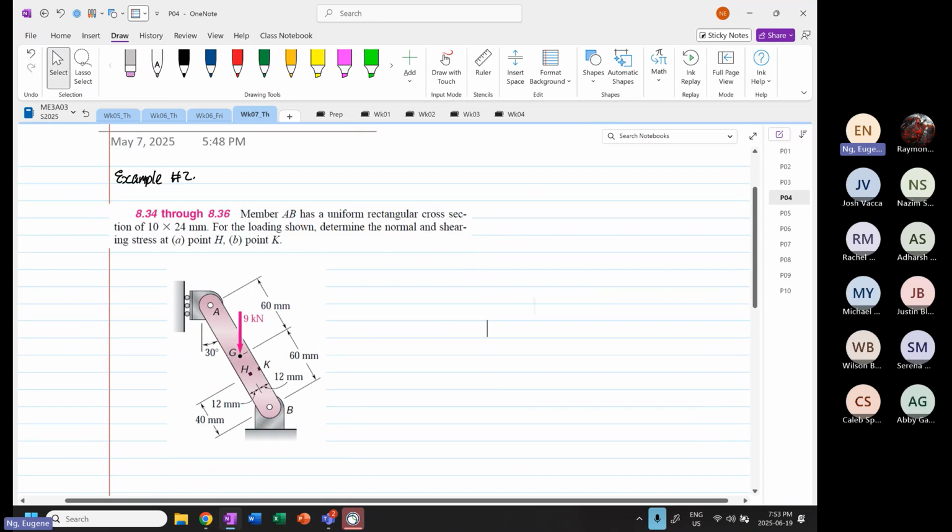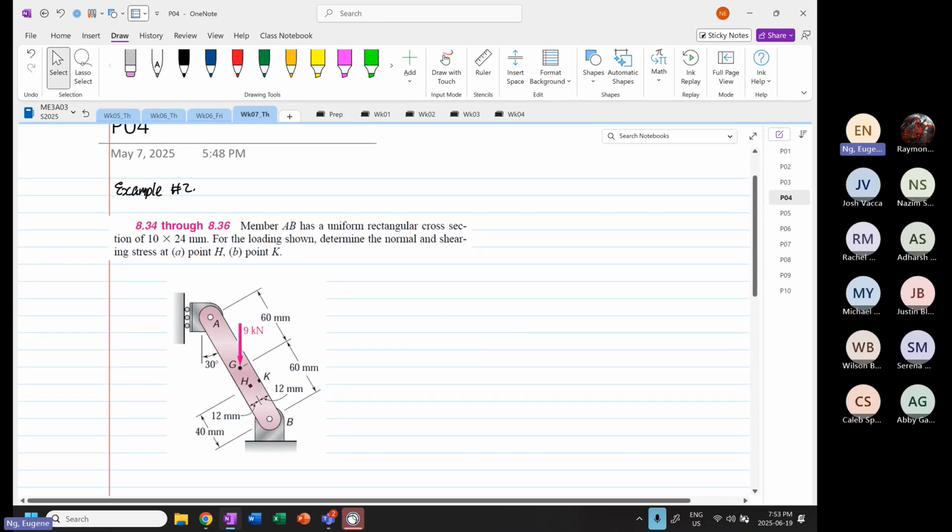So what we have is member AB has a uniform rectangular cross section 10 by 24, as you can see over here. For the load shown, determine the normal and shearing stress at point H and point K. We're just going to focus on the normal stress. I've not taught you guys on shearing stress yet. Okay, shearing stress will occur the week before the term test.